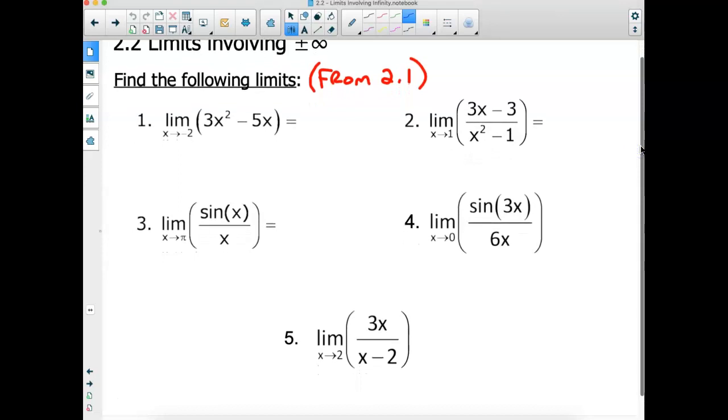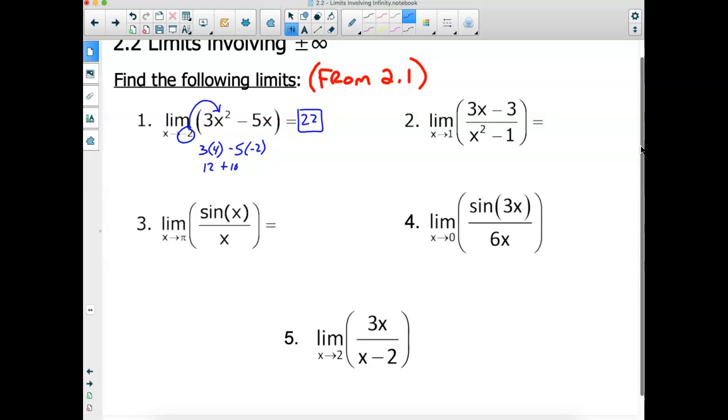Now, the first one is the limit as x approaches -2. Well, remember what we do is we automatically substitute into our function to look and see what we got. We got 3 times -2 squared, which is 4, minus 5 times -2. That gives me 12 plus 10. Oh, this limit is 22. Really nice, okay? And we move into number 2.